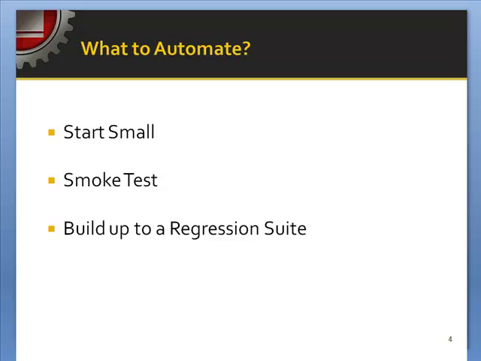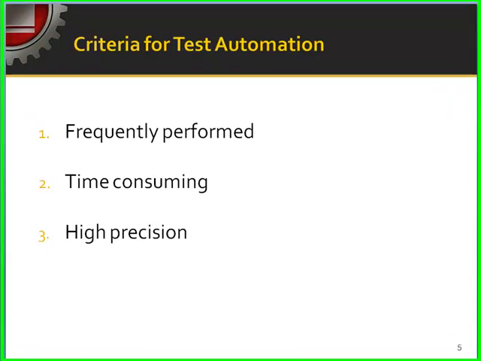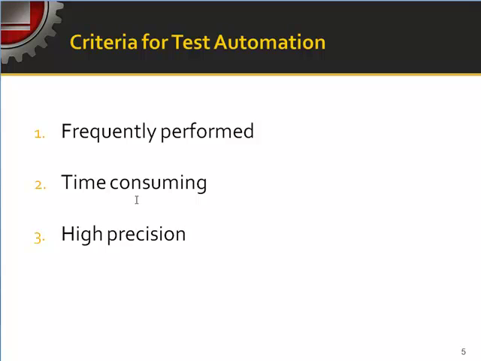So that would be the first thing you want to do, is start small. Don't try and do everything under the sun. Again, start with the smoke test, usually 10 to 20 test cases, and then build up to a bigger regression suite. Before long, you'll look back and you'll have most all of your test cases automated from the regression perspective, but start small first.